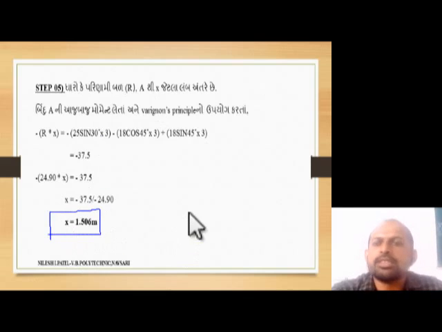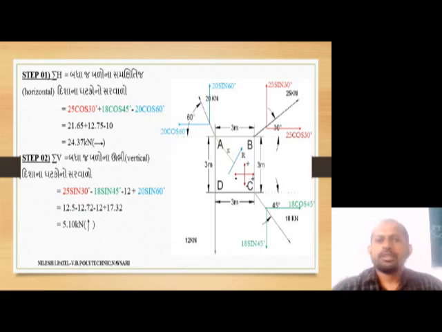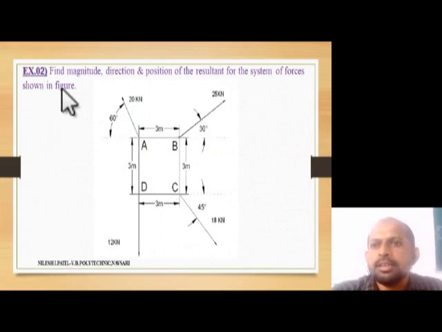So this one is the complete solution of one of the problems which will be asked in your exam, like this. You have to find out magnitude or direction and position.